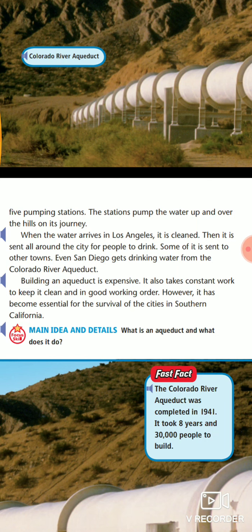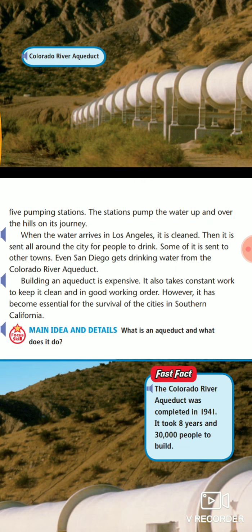When the water arrives in Los Angeles, it is cleaned. Then it is sent all around the city for people to drink. Some of it is sent to other towns. Even San Diego gets drinking water from the Colorado River aqueduct.